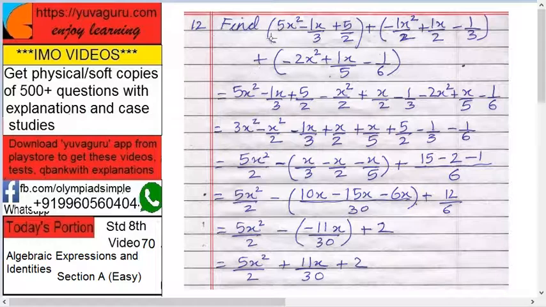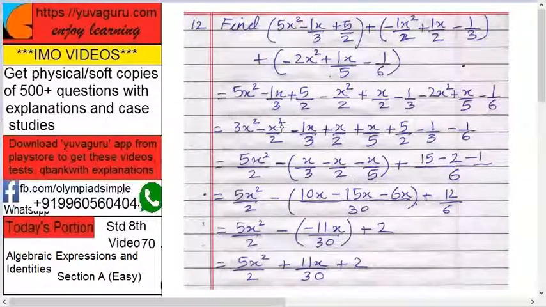Outside the bracket, so the signs would be as they are. So it is 5x square minus x by 3 plus 5 by 2 minus x square by 2 plus x by 2 minus 1 by 3 minus 2x square plus x by 5 minus 1 by 6. Okay, next just go on solving this.